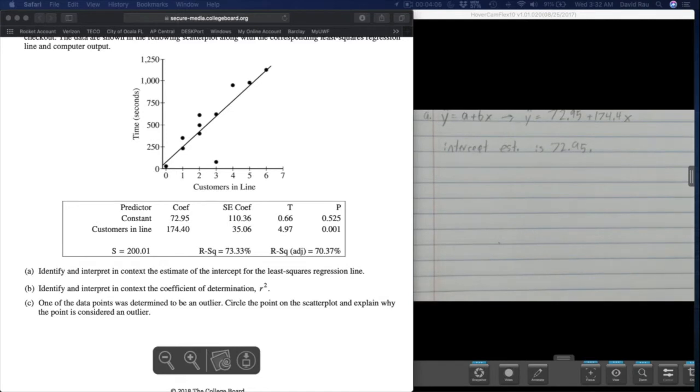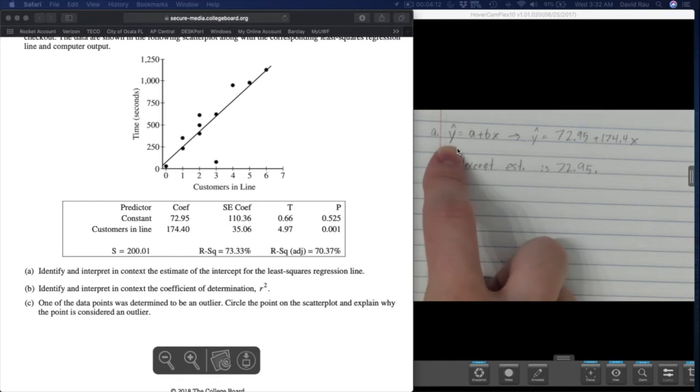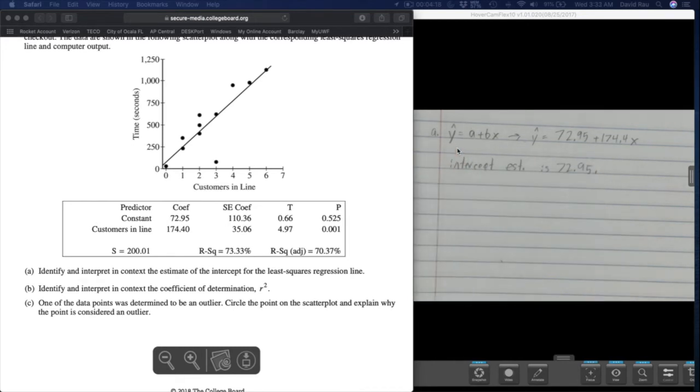I'm just going to verbally interpret this. The intercept is the predicted, because it's coming from the regression equation, the predicted wait time in line if there were 0 customers in line. That's what a y-intercept is. A y-intercept essentially says if x is 0, what is y? Now this does make contextual sense. If you're a shopper in a store and you get up into the line and there was no one there before you, it's still going to take about 72 seconds from when you enter the line to when you leave. It's just you were the only person there, so your wait time is going to be pretty short because they just have to scan your items and you go.